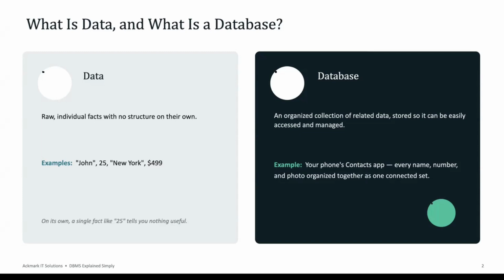Now imagine instead I hand you your phone and you open your contacts app. Suddenly that 25 makes sense because it's sitting next to a name, a phone number, a photo, everything organized together, connected and meaningful. That is a database, a well organized home for related data. So it actually tells you something useful. Simple as that. Data is the ingredients, a database is the organized pantry.